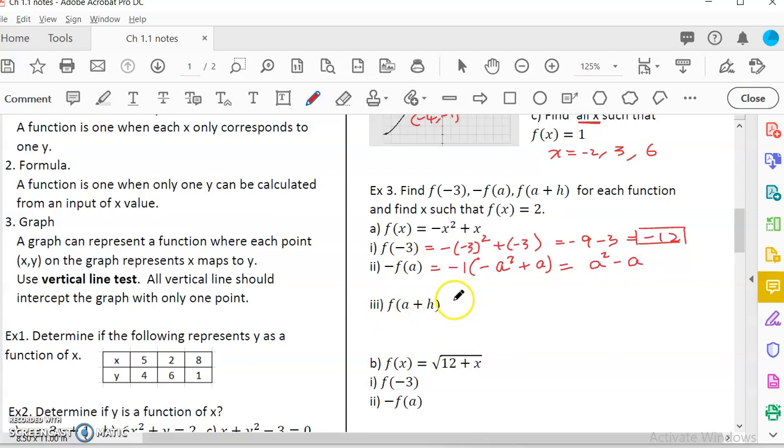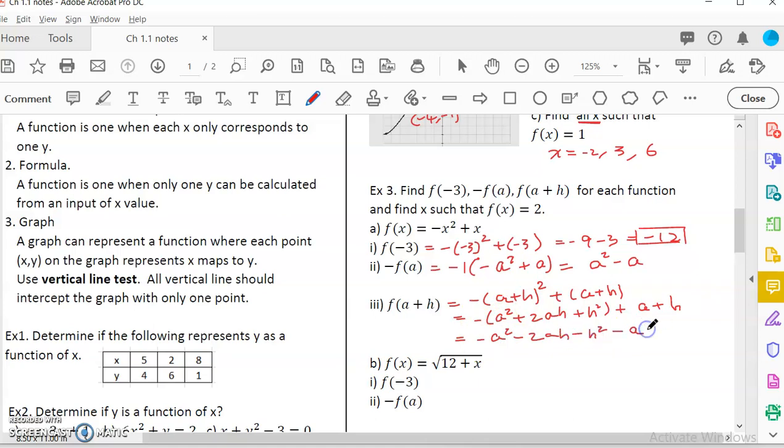The third one is you will plug in an expression that consists of two variables. So whenever you see x, you just plug in a plus h. So it becomes negative of a plus h, squared because it's a square, plus a plus h. So that would equal what? Negative of a plus h squared is a squared plus 2ah plus h squared because of foiling, right? Plus a and then plus h. There are no like terms here, so you just distribute this out: negative a squared minus 2ah minus h squared minus a minus h.